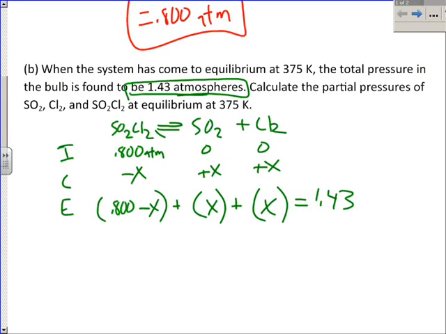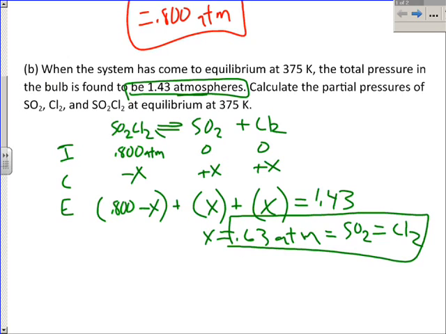So when we add and subtract, we figure out that x in this particular problem is going to equal 0.63 atm. So if we do some algebra, we find out that x is 0.63 atm. Now, going back to our ice table, that would then equal our concentration of, or in this case pressure, the pressure of the SO2 and the pressure of the Cl2. Those both equaled x. So now we've established what those two partial pressures are. We're 2/3 of the way done in the problem.